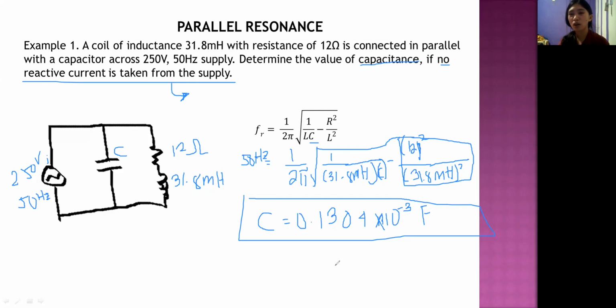So if you know how to identify a parallel or any circuit, or what is intended for you to solve, you can simply have the formula directly. In this case we only have the resonant frequency that we are considering. So moving on to the second example.